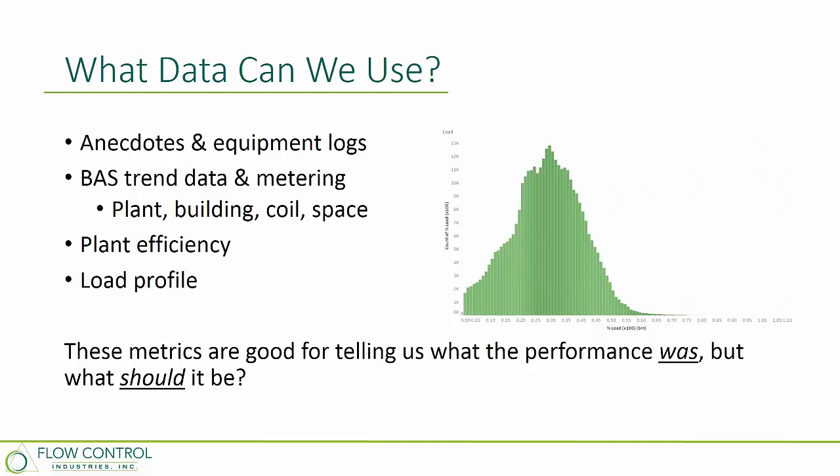Some places will start with just purely anecdotes or equipment logs, things like an operator telling us that they turn on the second chiller when it's 80 degrees outside, or this particular building is always uncomfortable, things like that. Then the next level is some sort of an automation system trend data. Maybe we have metering capabilities at the building level or at the plant level. Maybe we go all the way out into the air handlers or into the spaces. We tend to roll those up into some sort of an efficiency. Maybe it's a plant efficiency in terms of kW per ton, or we might put those into different metrics like a load profile that gives us some perspective about how does that system operate under some different conditions, right?